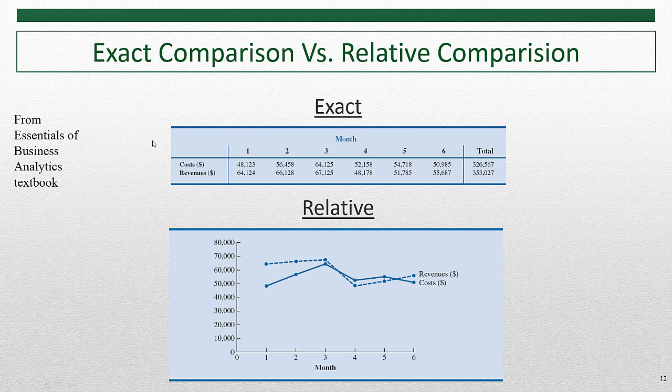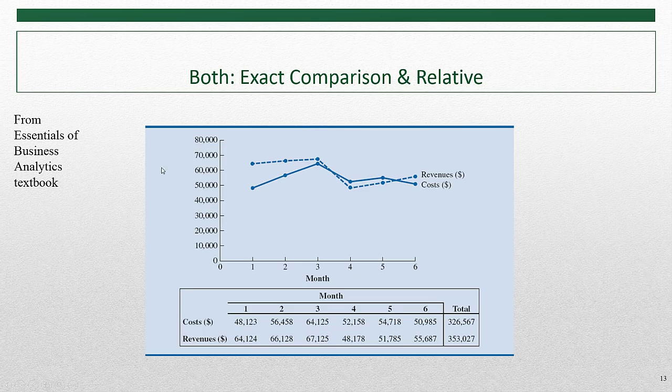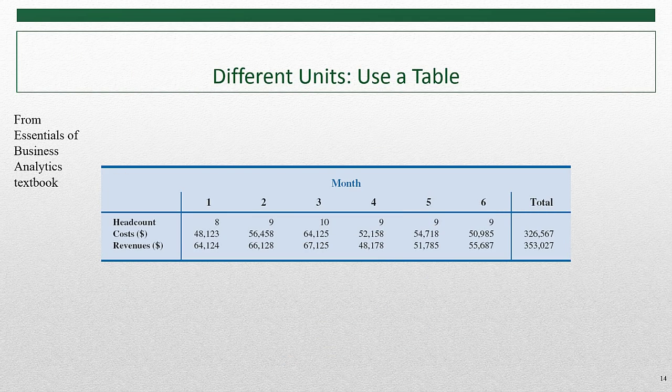Now, sometimes you want both, so certainly we're allowed to combine them. Here, we can see the relative comparison or differences between revenues and costs. Down here, if we want the exact numbers, boom, there they are. Even in the charts, we have that green plus in Excel 2013 and later. You can just click that plus and tell the chart to plot the data table. It's pretty cool.